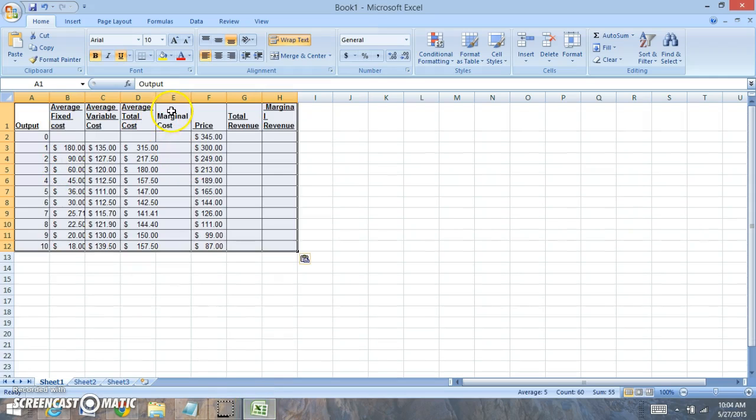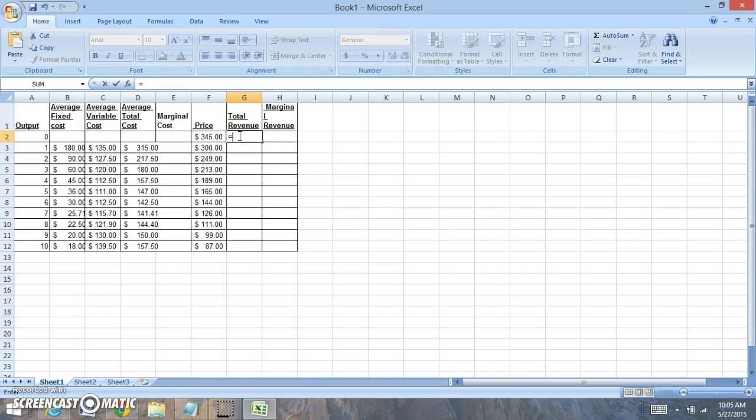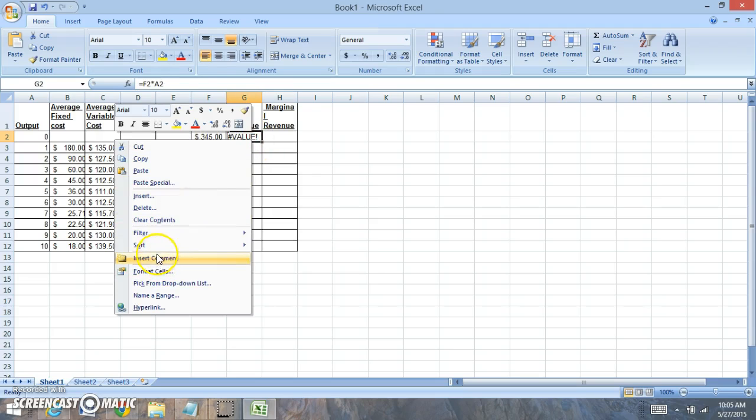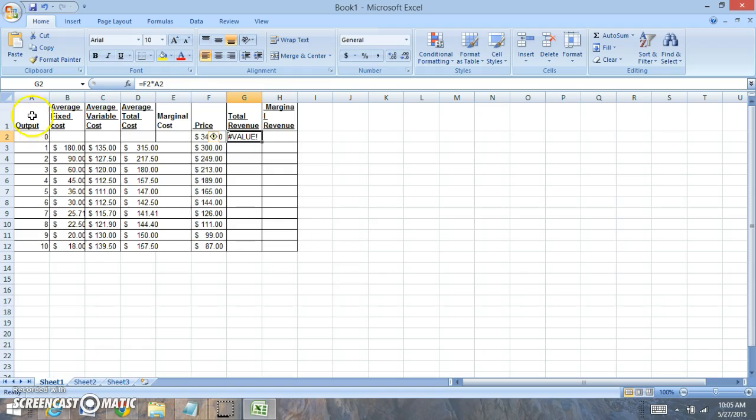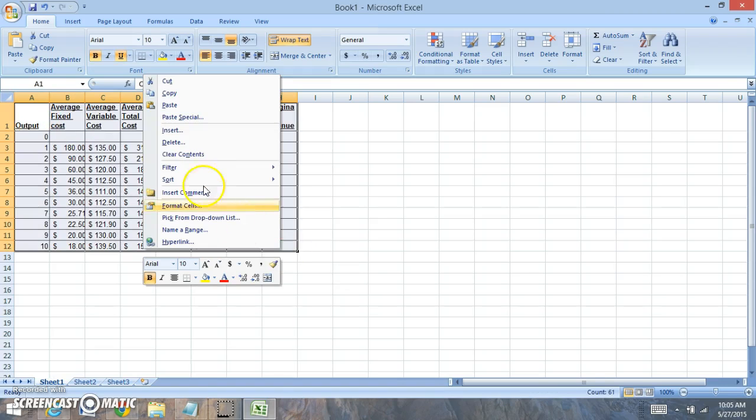Now, let me show you some tricks that you need to know, because they will trick you here. I'm going to show you how to add some additional columns. Total revenue and marginal revenue are easy, and I'll show you how to find them. Equals, this is cell F2, so F2, multiplied by A2. Let me go back here and make all of these a general number.